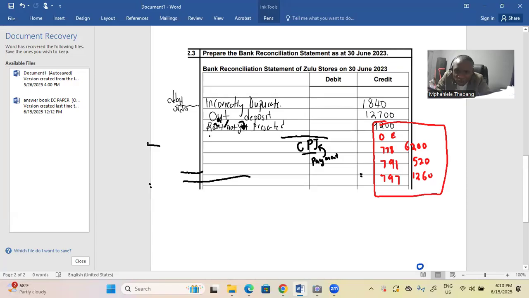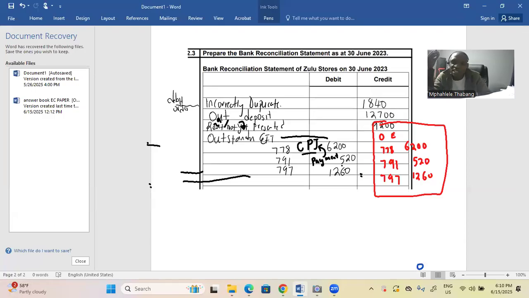So you say outstanding EFTs. We're going to write them numerically in order. We start with 778. They must be on the debit side. You say 6,200. Another one, it's 791. It must be 520. Another one, it's 797. It must be 1,260. These are the payments which are not yet reflected on the statement.